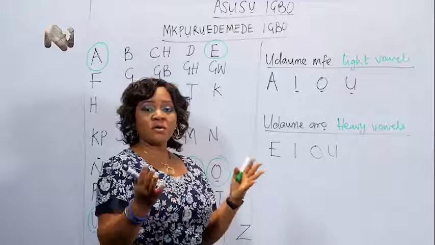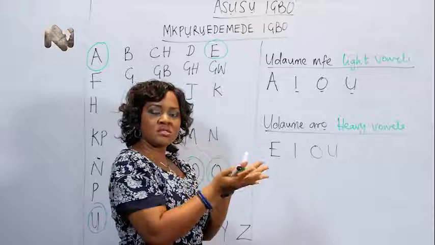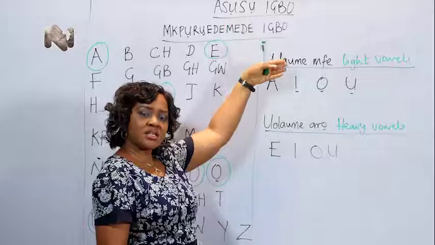Now, when you want to form a word from the alphabet, the vowels in this category go together. You form words from the light vowels together and the ones from heavy vowels together. You can pick a vowel from the light and the heavy to form words.